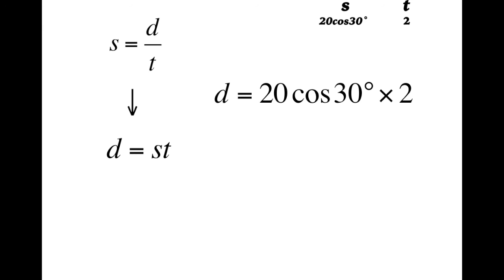So then we use 2 seconds instead of 1 second. And the answer we get is 34.6, meaning the range or the distance for the full projectile motion is 34.6 meters.